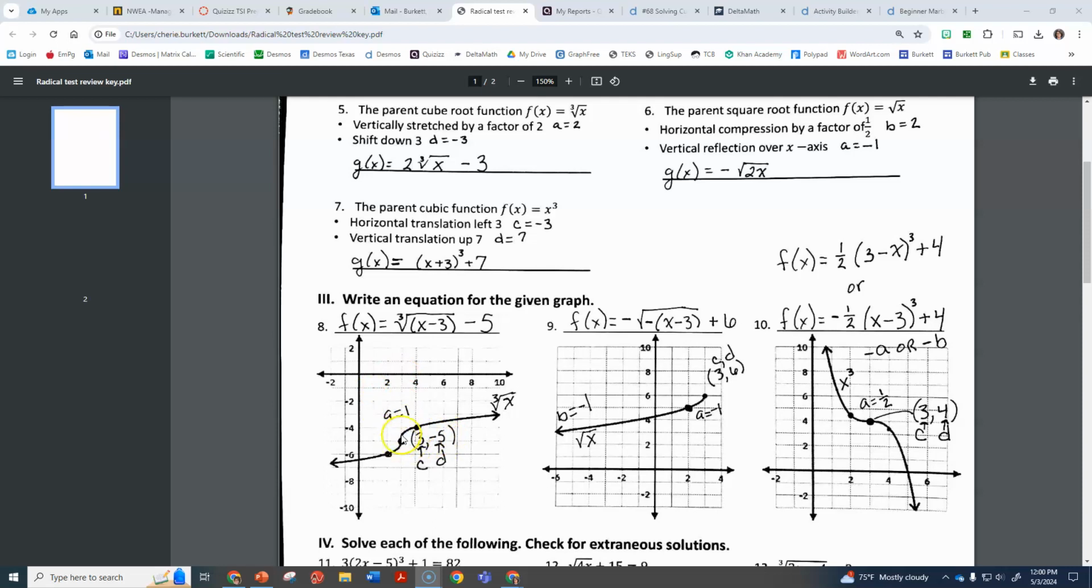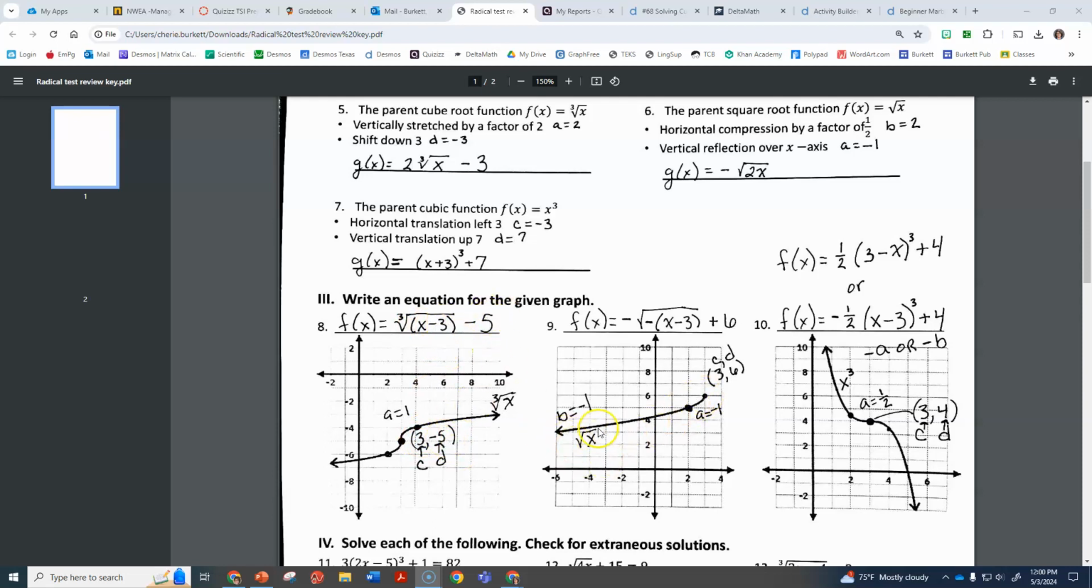Then I look to see if it's been stretched or shrunk. And I did over 1 up 1, over 1 down 1. That means that both my A and B values are 1. So that's how I know that it only translated. So it went right 3, so I'm going to put x -3, and it went down 5.